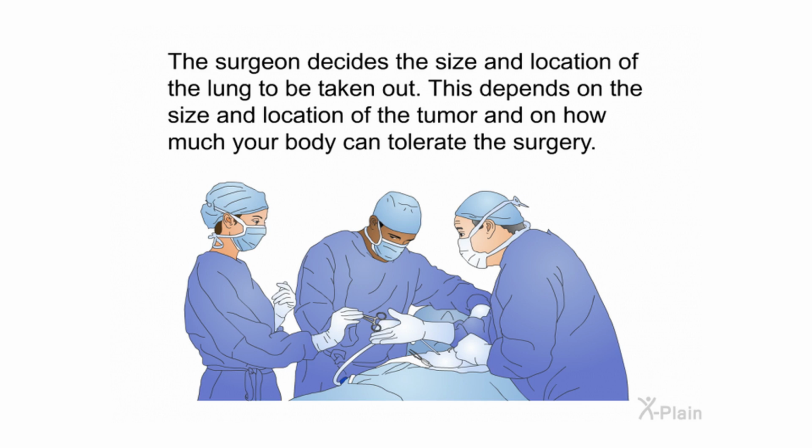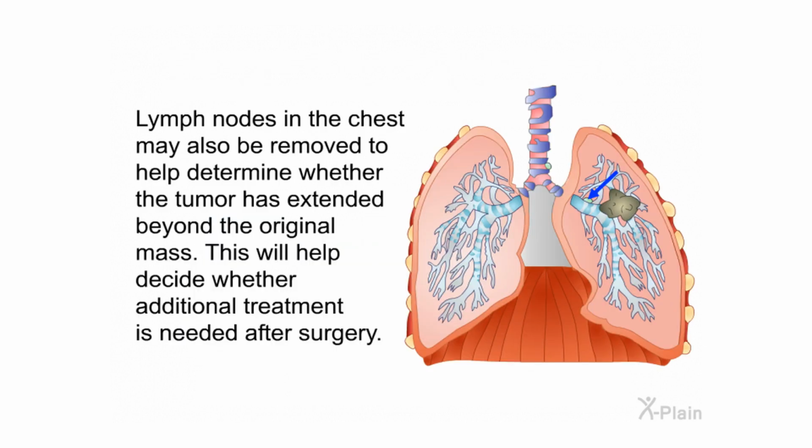The surgeon decides the size and location of the lung to be taken out. This depends on the size and location of the tumor and on how much your body can tolerate the surgery. Lymph nodes in the chest may also be removed to help determine whether the tumor has extended beyond the original mass. This will help decide whether additional treatment is needed after surgery.